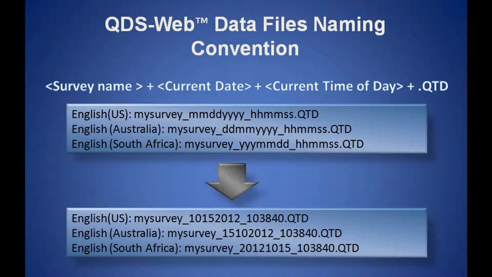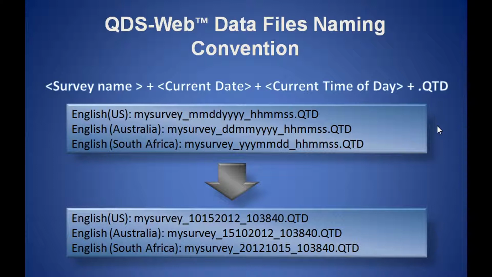QDS-Web data files are saved as shipment or .qtd files. The naming convention consists of the survey name plus the current date plus the current time of day plus QTD. The short date format is based upon the current Windows system locale.